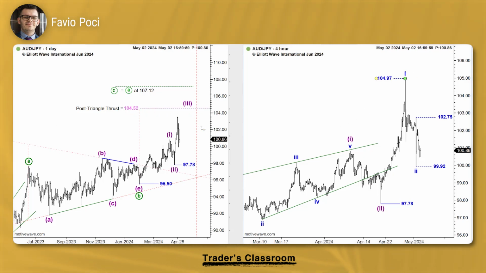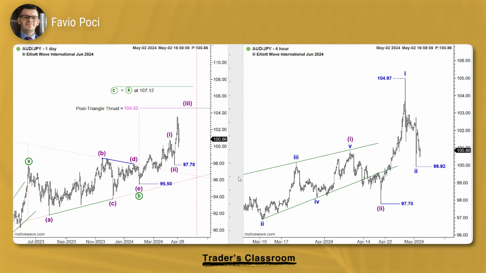We went up to 97. So the post-triangle thrust is achieved. And if you had limit orders there, then your goal has been achieved, either for the entirety of the position or for 50% or 30% or whatever you have decided to scale out at that initial target.